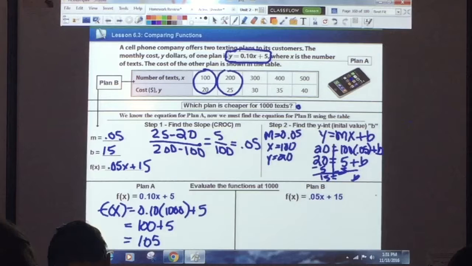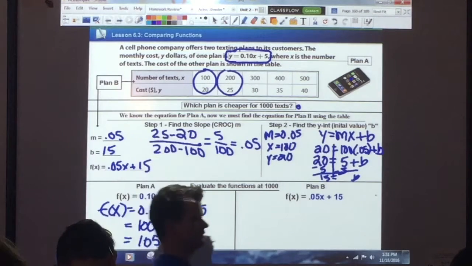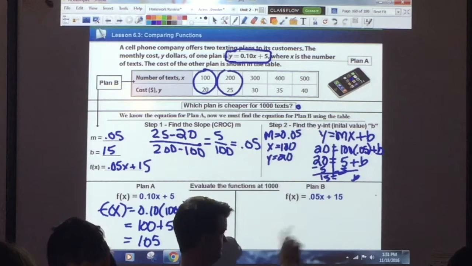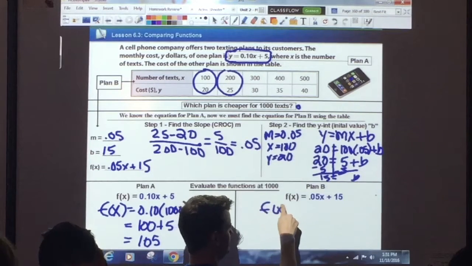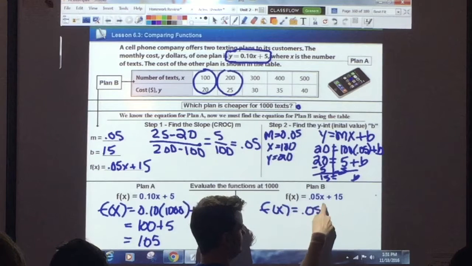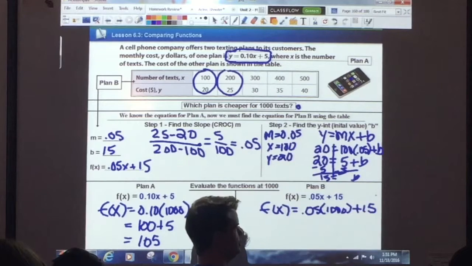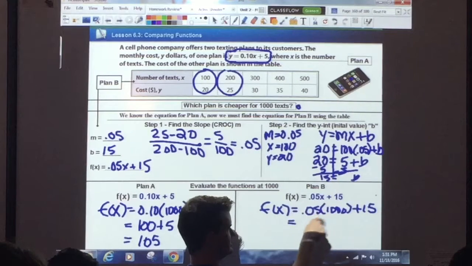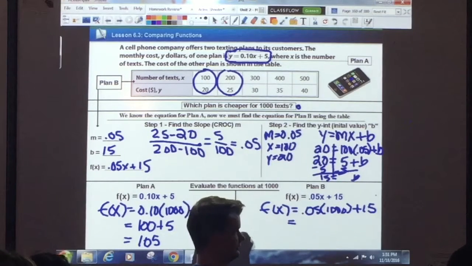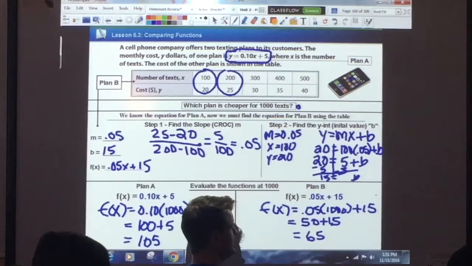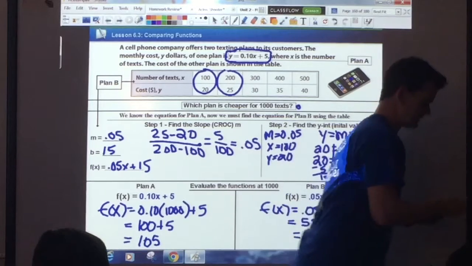Michael, plan B, dude. What are we evaluating? So I'm going to substitute in f of x is equal to 0.05 times 1,000 plus 15. Michael, do the multiplication. Tell me, what do I get when I multiply this? You get 50. I do 50 plus 15. Michael, good job, 65. So plan B costs $65.